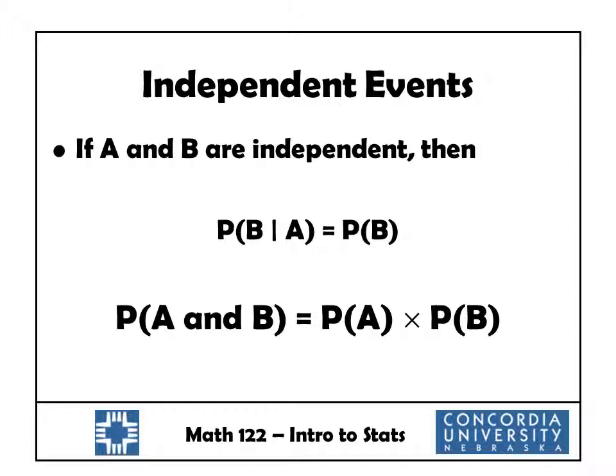Now related to this is the idea of independent events. Two events, A and B, are independent if the occurrence of one has no effect on the probability of the other. So in terms of conditional probability, if they're independent, the probability of B given A equals the probability of B. You could ignore the occurrence of A because it just doesn't matter. In this case, then the probability of A and B is the probability of A times the probability of B.